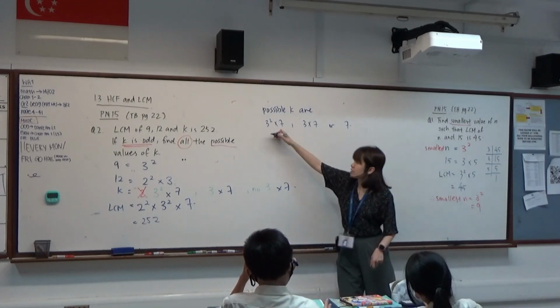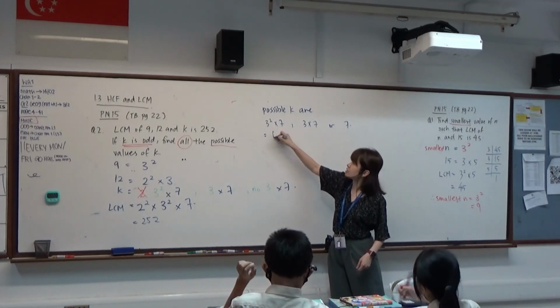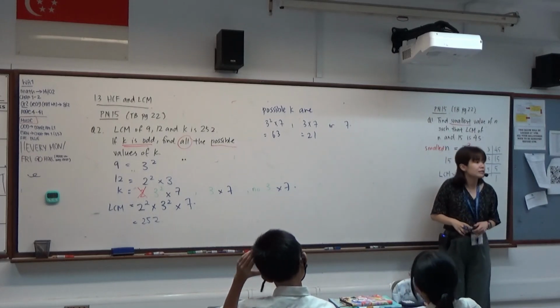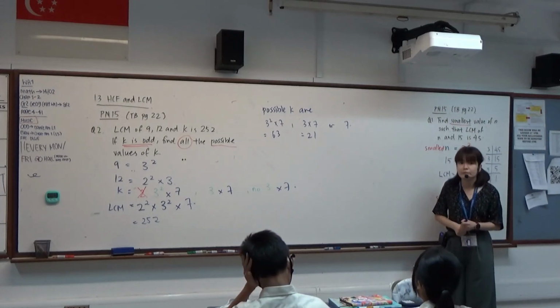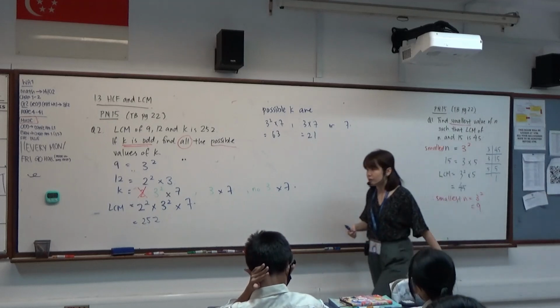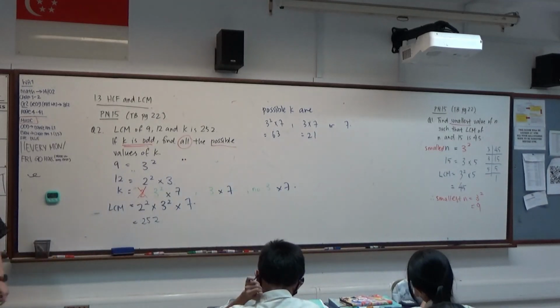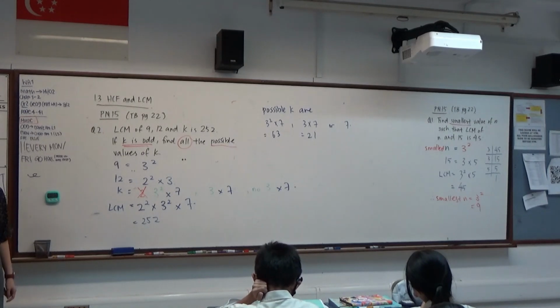So I can simplify this. 9 times 7, 63, 21, 7. So that's how we determine the 3 different possibilities. Any questions?